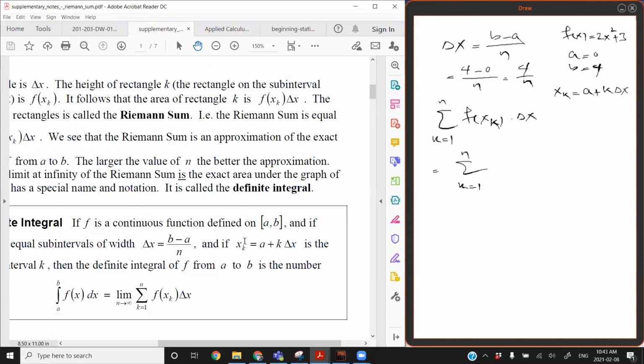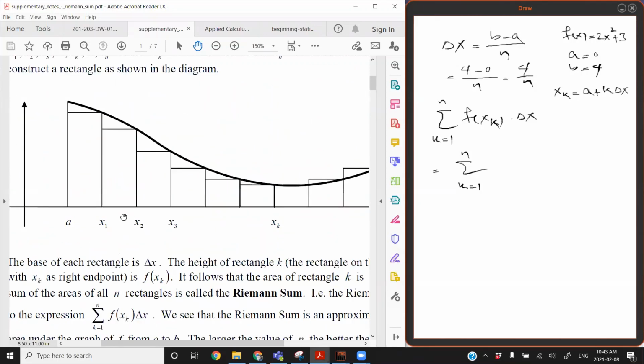And again, the reason is that in order to, for example, get x1, you need to go to a and then add 1 delta x. In order to go to x2, you need to go to a and then add 1, 2 delta x's. In order to go to x3, you need to go from 0 to a, and then you need to add 1, 2, 3 delta x's. So basically that's the formula. And in this particular problem, it's going to be a, which is 0, plus k times delta x, but delta x is 4 over n. There's going to be 4k over n.